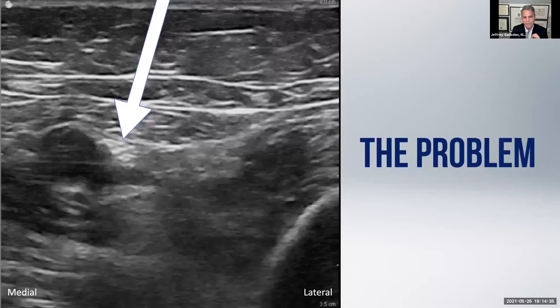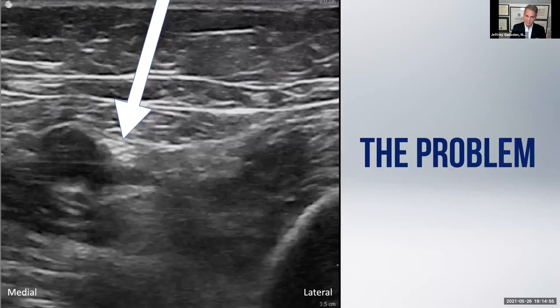Here's the problem. This is a picture that I get not infrequently. And I can see in my adductor canal picture, I've got a femoral artery. I can usually see the vein. I see a white smudge on the lateral side of the artery, and I assume that's my saphenous nerve. I don't see many times the nerve to vastus medialis.